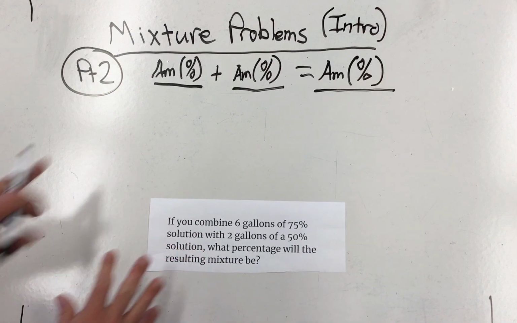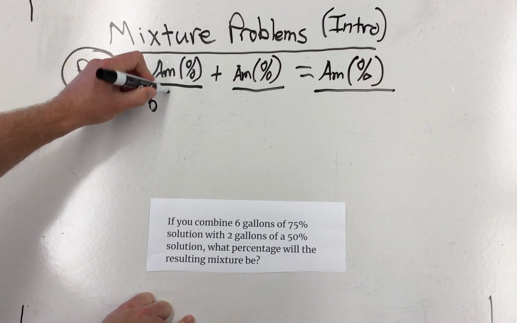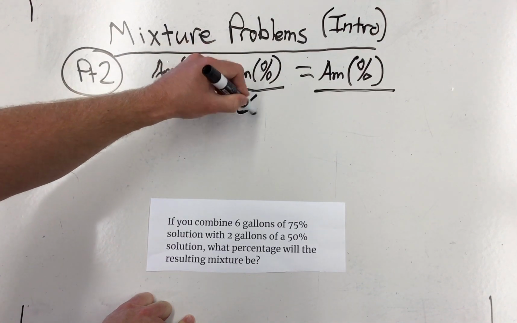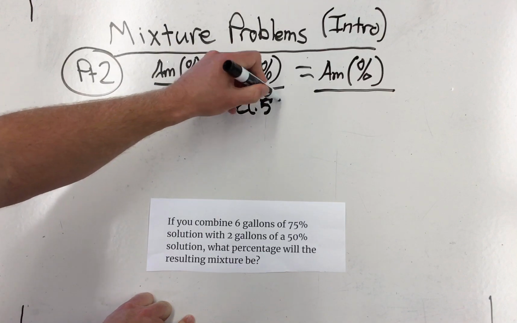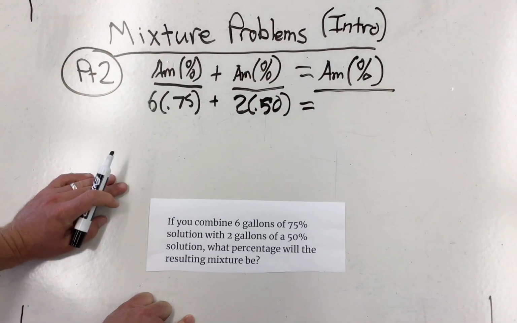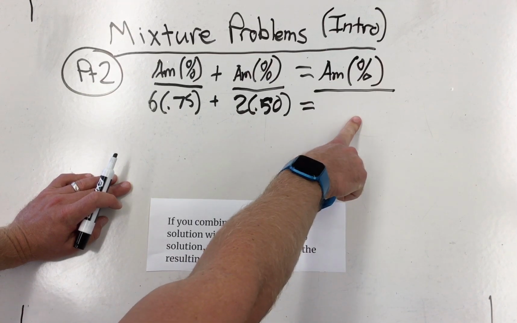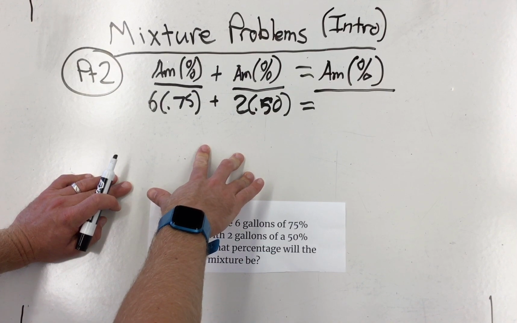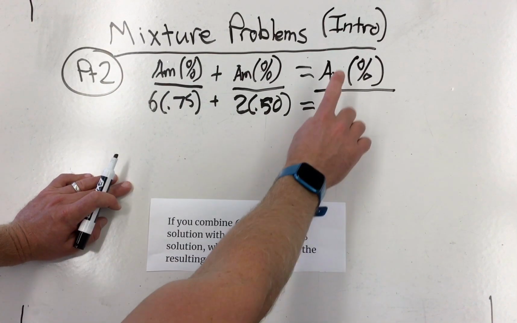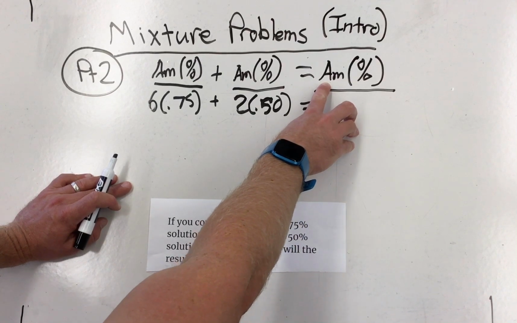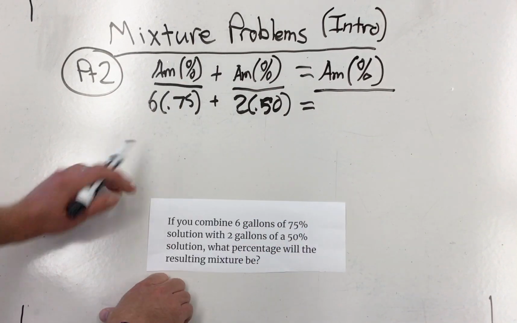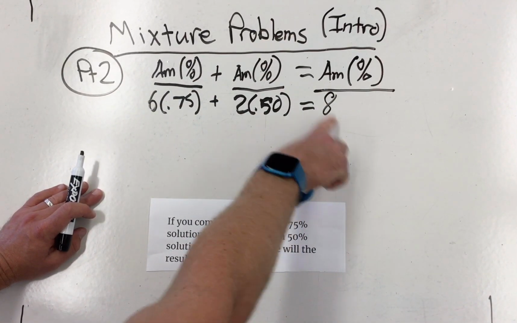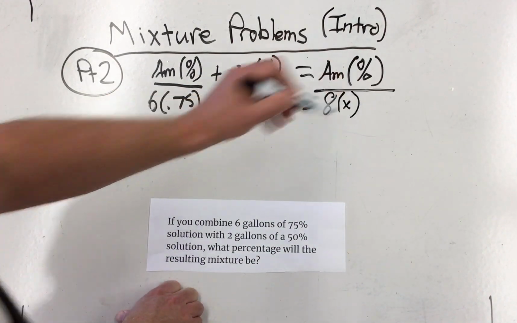All right, so the way the structure works is I take 6 gallons times 0.75 plus 2 gallons times 0.50, and I have to figure out the new amount and the percentage. Well, the other trick with mixture problems is you have to think through it a little bit. What's the new amount that we have overall? We're taking 6 gallons plus 2 gallons, so we're going to have 8 gallons. Do we know what the percentage is going to be on the mixture? We don't. So that's going to be x.